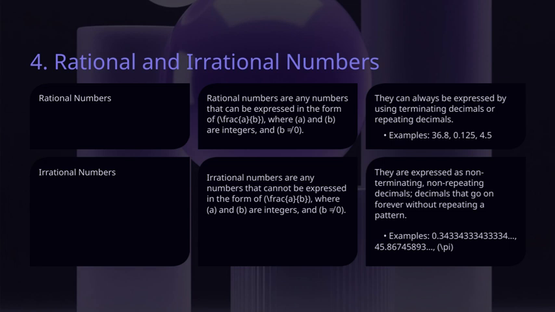In summary, rational numbers are those we can neatly write as fractions, while irrational numbers are the ones that defy that, with decimal expansions that go on forever without repeating. This distinction is fundamental to understanding the nature of different types of numbers in mathematics.